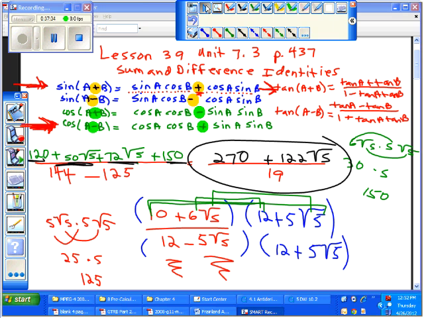Wow. That's about all the time we have for today. So we'll have to do some more lesson tomorrow to pick up number 5 and 6. Any questions on sines, cosines, and tangents of sums and differences? All right. So that's the answer. 270 plus 122 square root 5 over 19. Yes, sir.